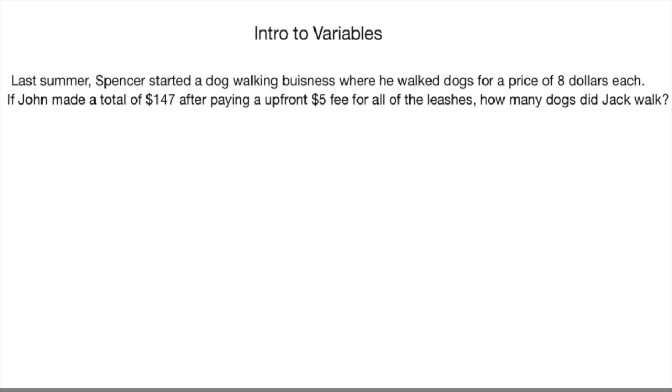So this is similar to the last question. Last summer Spencer started a dog walking business where he walked dogs for a price of $8 each. If Spencer made a total of $147 after paying the upfront fee of $5 for all the leashes, how many dogs did Spencer walk? Sorry, I originally wrote Jack, but Jack was the last guy. Okay, just pause the video and unpause it if you get stuck.